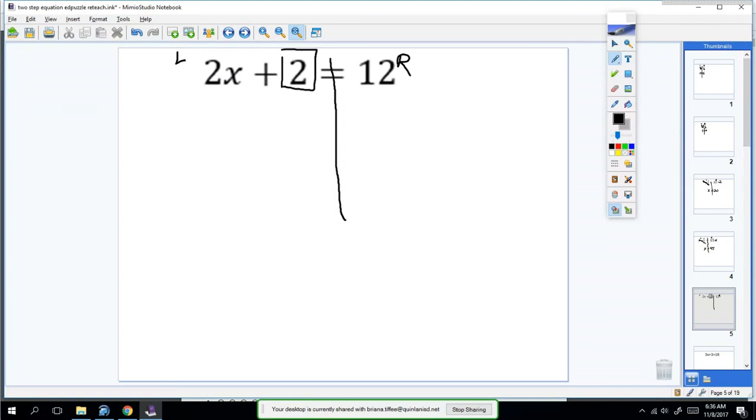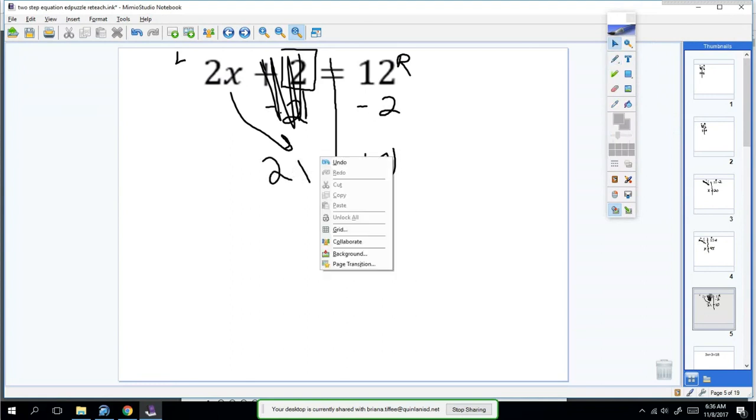So we got to get rid of this 2 first. Well, what is this 2 doing? This 2 is being added. So you're going to do the opposite and you're going to subtract 2. So these cancel out. So I subtracted 2 from the left side. That means I got to subtract 2 from the right side. So 12 minus 2 is 10. Then what comes down here is the thing that we did not touch, the 2x.